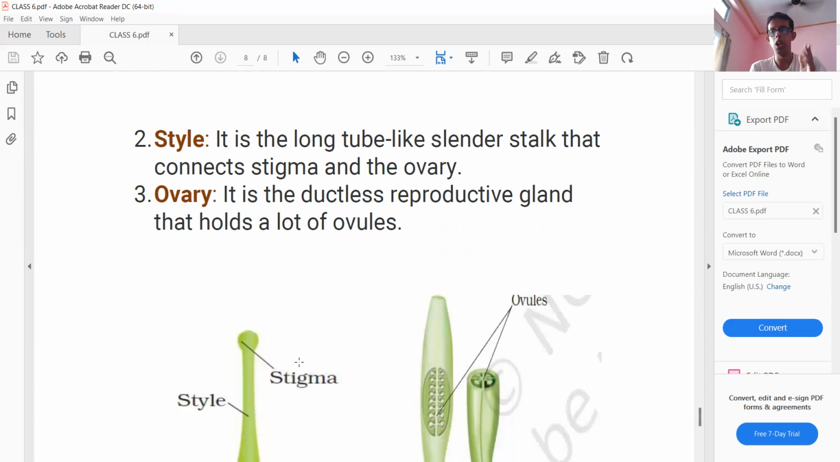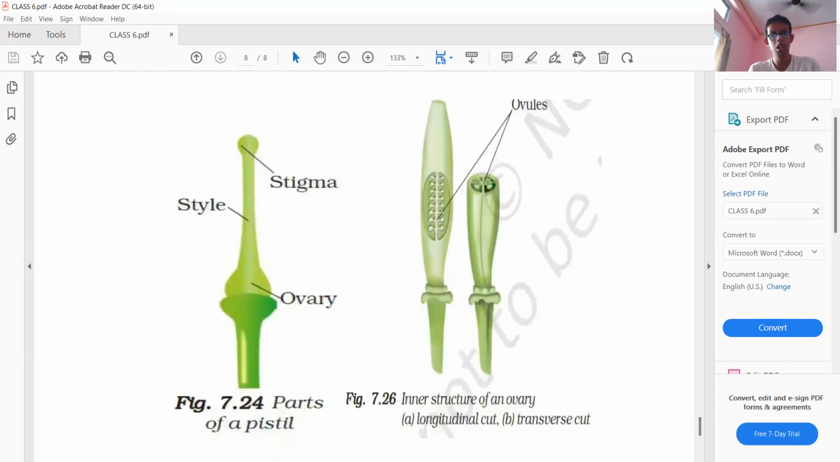What are ovules? If we cut the cross section of an ovary, we'll see certain structure. So the innermost portion of this ovary is known as the ovules. See, this is a diagram of a pistil. So the upper part is called the stigma. The long tubular-like structure which connects the stigma to the ovary is called the style, and the lower portion is known as the ovary. If we cut this ovary, we'll see the inner part of the ovary that contains ovules.